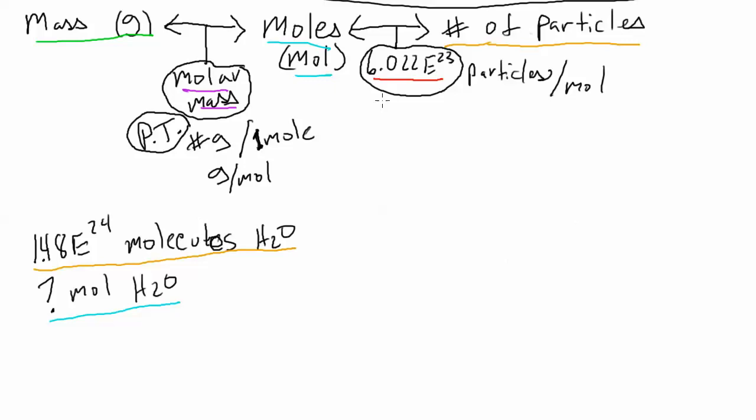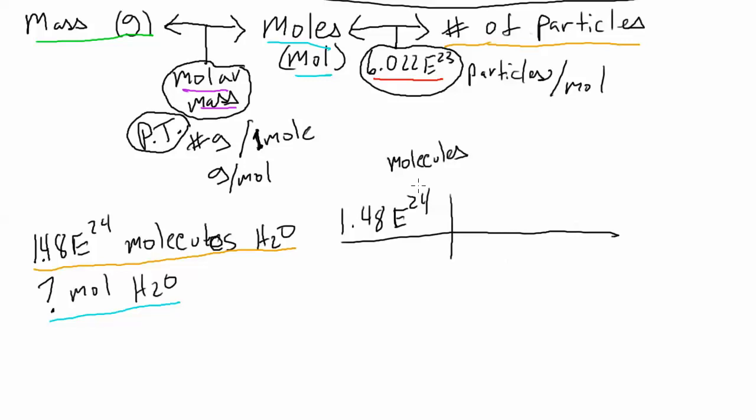So let's set this up. It looks like we're going to need Avogadro's number, 6.022 e to the 23 here. So here are our fractions. 1.48 e to the 24. And then I'm kind of out of room, so I'm going to write the unit up here. Molecules of H2O. And then down here I have to have molecules of H2O. Oh, we don't want H2O. Molecules, and then same unit, right? And then on top we're going to have moles.